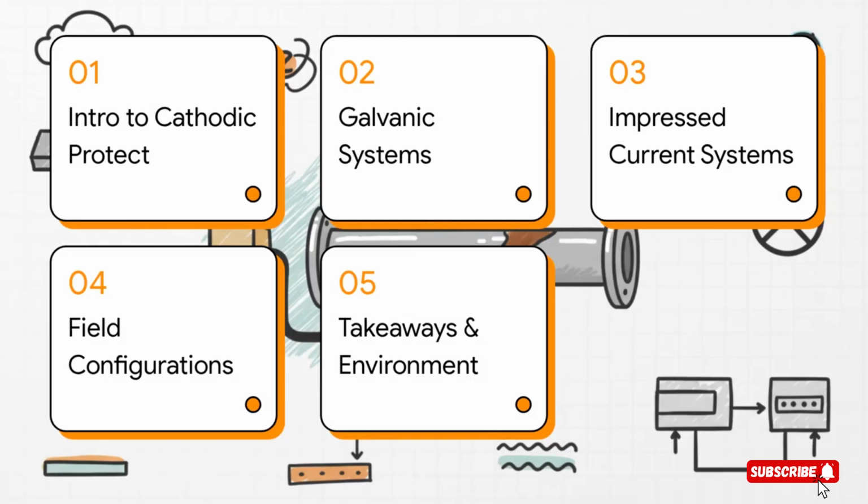So, here's our game plan. We'll kick things off with the foundational concepts. You've got to know the basics. Then we'll explore the two main ways to do this: galvanic systems and impressed current systems. After that, we'll look at how these are actually installed out in the field, and we'll wrap it all up by summarizing the key takeaways and some really important environmental factors you have to consider.